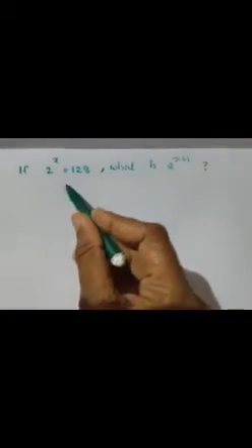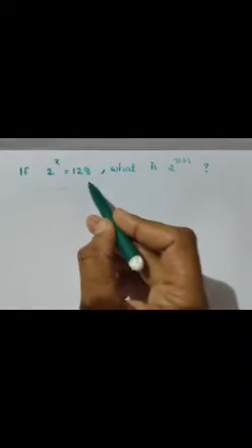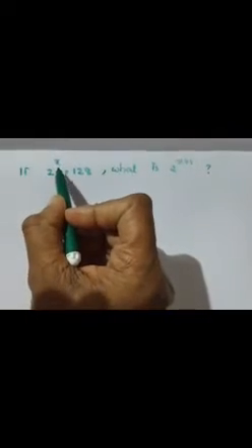If 2 raised to x is 128, then what is 2 raised to x plus 1? Here 2 is raised to some power, and the number is 128. And we want to find this out. In order to find it out, we want to know the value of x.